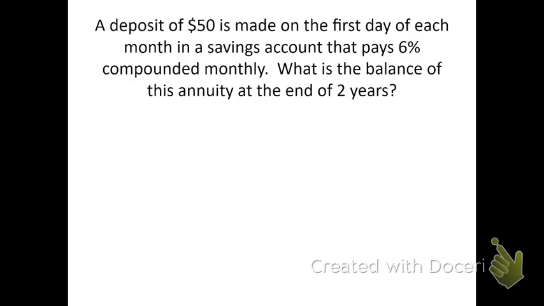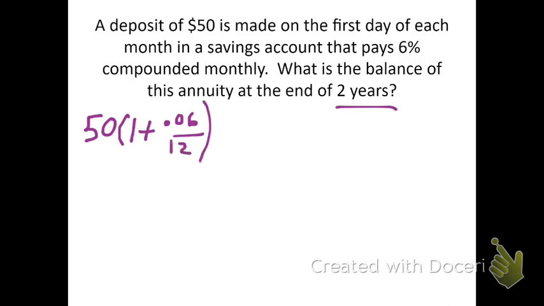So if we think about this for a second, the money that you put in at the beginning would have gained 24 months of interest, because that's 2 years. So 50 times 1 plus the rate, which is 0.06, compounded monthly. So every month you get 1/12 of that, so 0.5%. And that was compounded over 2 years monthly, so 12 times a year. So it got compounded 24 times. I'm just going to write that as 24.